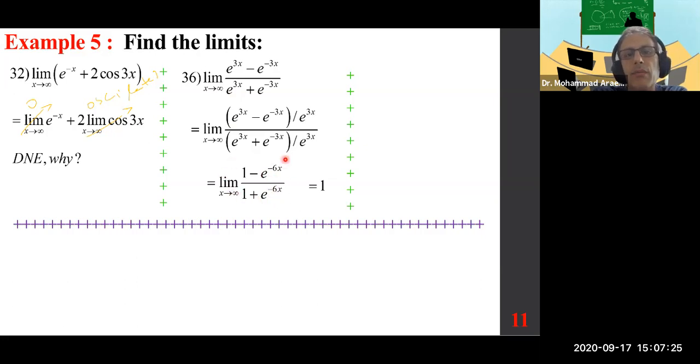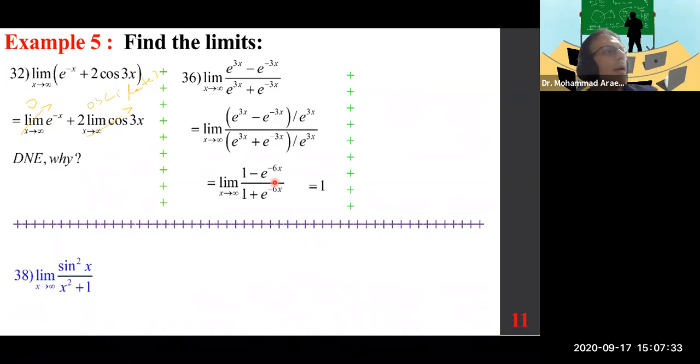And e to the power of minus 6x. That means e to the power of minus infinity, which is 0. Okay. Let's look at this piece, and let's see what technique we need to use to come up with the answer.